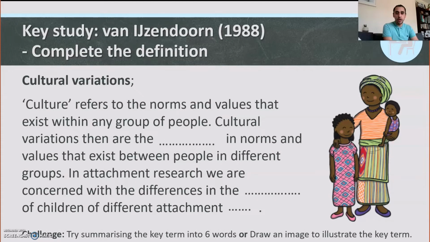Right, cultural variations. Get the definition for us. Write the definition down. Give yourself a couple minutes and draw a picture to illustrate the key term. Okay, cultural variations. I haven't given you the words. I want you to work them out. Let's do it together.